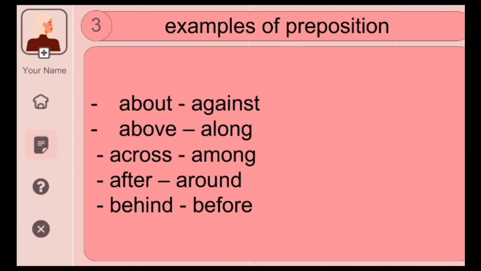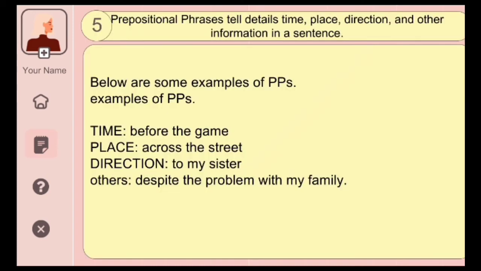Those are about, above, across, after, against, along, among, around, before, and behind. So those are just some examples of prepositions. Prepositional phrases tell details such as time, place, direction, and other information in a sentence. Below are several examples of prepositional phrases.